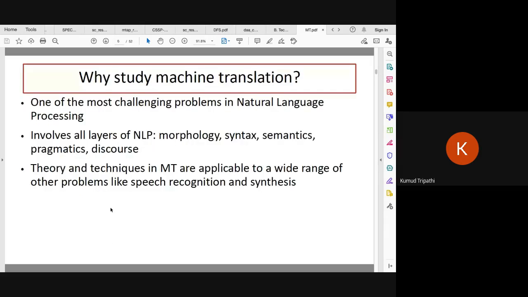So why do we need to study machine translation? It is one of the most challenging problems in natural language processing, and it involves all layers of NLP. NLP is performed at multiple levels, so for solving the machine translation problem you need to involve all the layers of NLP. Theory and techniques in MT are also applicable to a wide range of problems like speech recognition, synthesis, and many more.